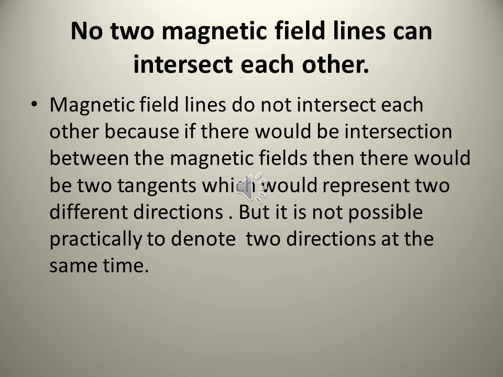Why so? Magnetic field lines do not intersect each other because if there would be an intersection between the magnetic field lines, then there would be two tangents which would represent two different directions. But it is not possible practically to denote two directions of magnetic field at the same time and at the same point. So no two magnetic field lines can intersect each other.